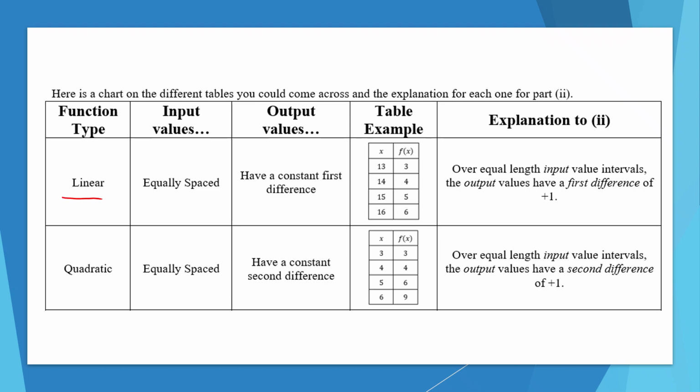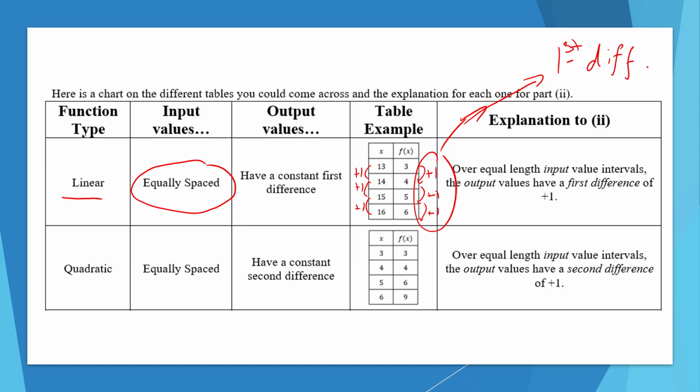For linear, this is what it could look like, where your x values are going to be the same, so +1, +1, +1, or as we say, your input values are equally spaced. Over equally spaced input values or equal length input values is typically how we start our answer. And then our y values we see here are +1, +1, +1. This is the first difference, is what we'll call that. And the first difference is constant, meaning the same. 1 is the same as 1, which is the same as 1.